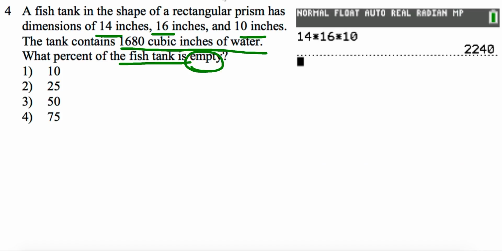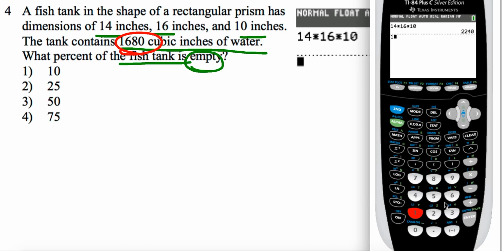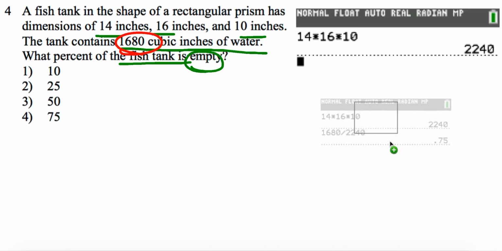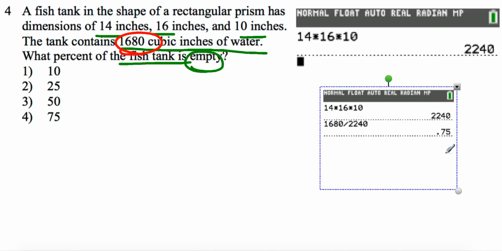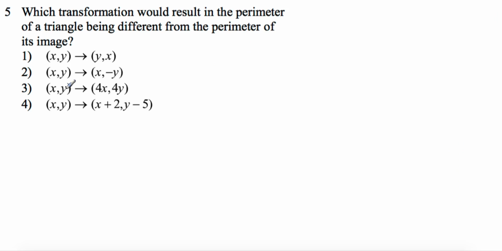Now, what we have at this point is 1680. So we just want to calculate the percentage. 1680 divided by 2240. So 75%. That's essentially what we end up getting. But the question is, what percent of the fish tank is empty? That means 25% is empty. We just have to make sure to read the question carefully till the end. All right, let's look at number 5.